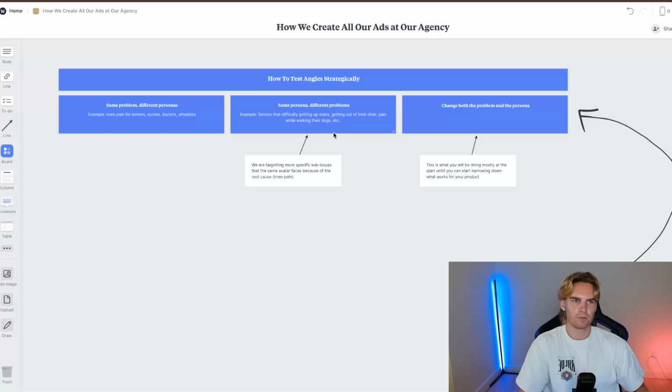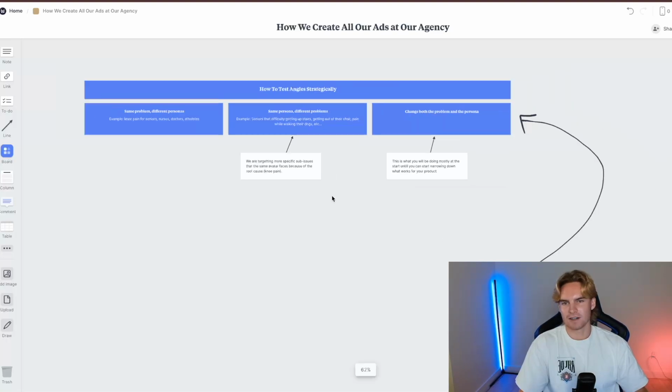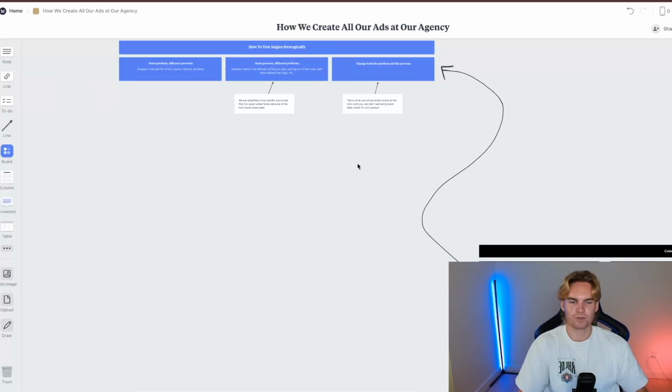And ultimately, you want to be breaking down in each of these ads how these issues are affecting their life. And you really want to twist the knife on these issues, because if you're targeting, let's say, pain while walking their dogs, there's a bunch of other issues that are going to affect their day-to-day life. So maybe they're not able to walk their dog now, and that is hurting their confidence because they're gaining weight. It's this huge spiral effect, and that's essentially what you want to be creating in your ads. But anyways, that's enough of how to test angles strategically.